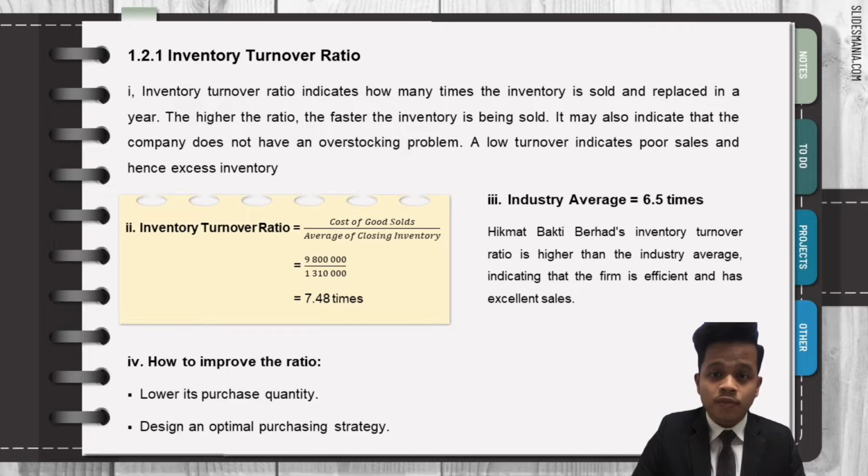The formula is cost of goods sold divided by average or closing inventory. So 9,800,000 divided by 1,210,000 and the answer is 7.48 times. Therefore, Bati Berhad's inventory turnover ratio is higher than the industry average. The company could lower its purchase quantity to increase its inventory turnover ratio.